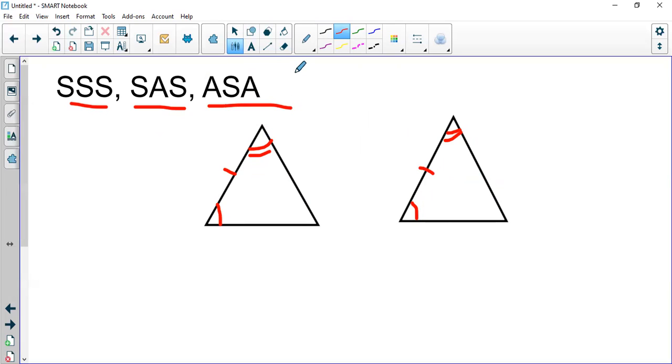So tomorrow you can anticipate having some questions about which one of these would prove triangles congruent.